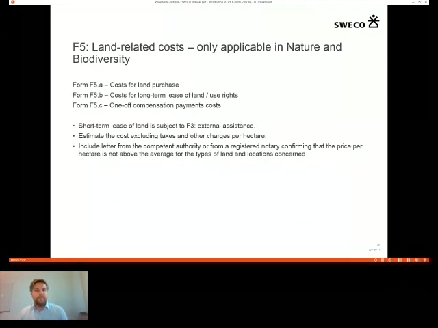And also, which is important and which might require some time, we have had problems with this in the past, especially during the summer when competent authority employees are on vacation. It's hard to get this paper confirming the price per hectare is not above the average. So be out on time with this one if you're applying within nature and biodiversity.